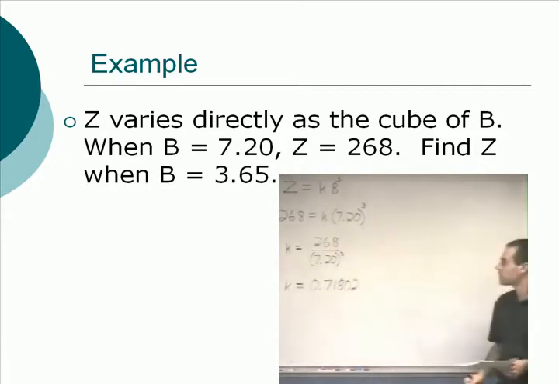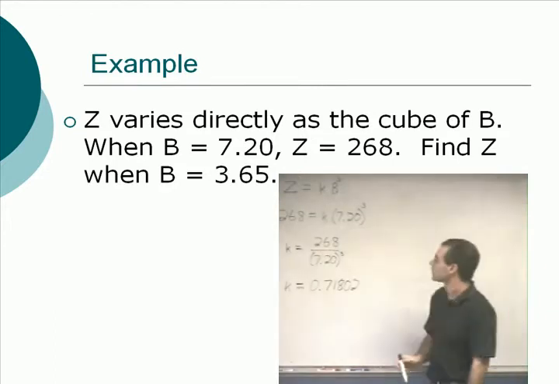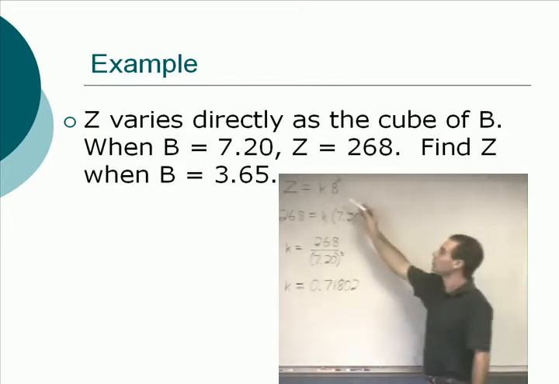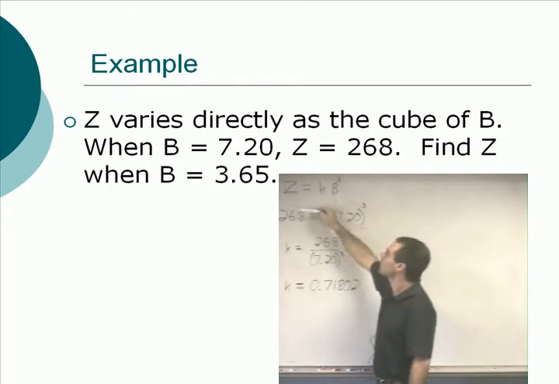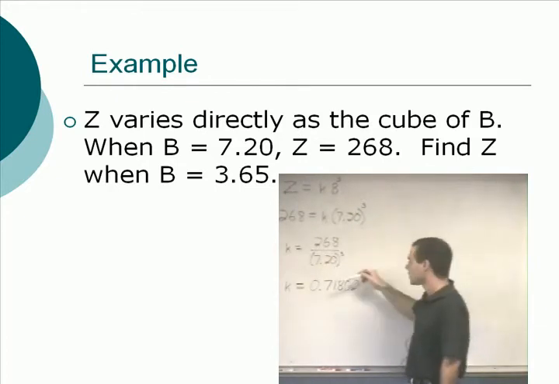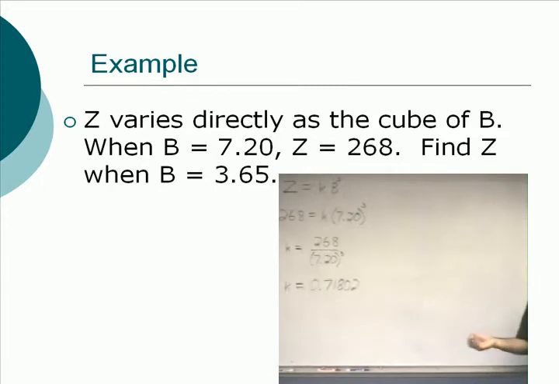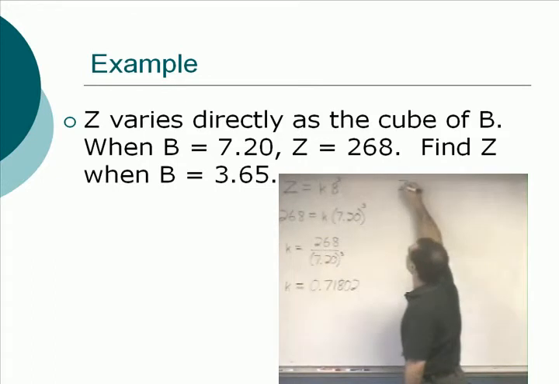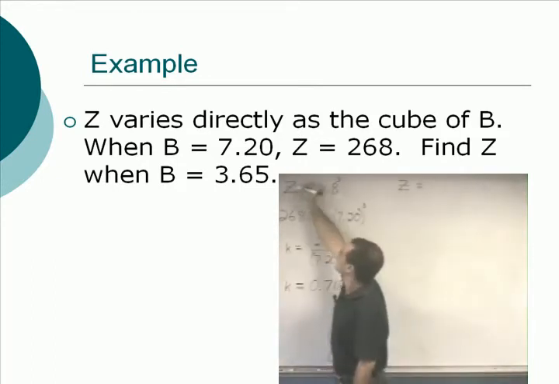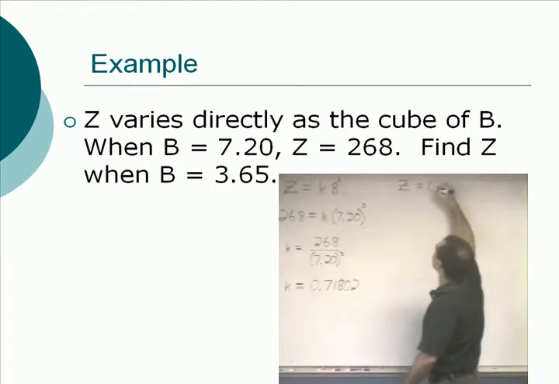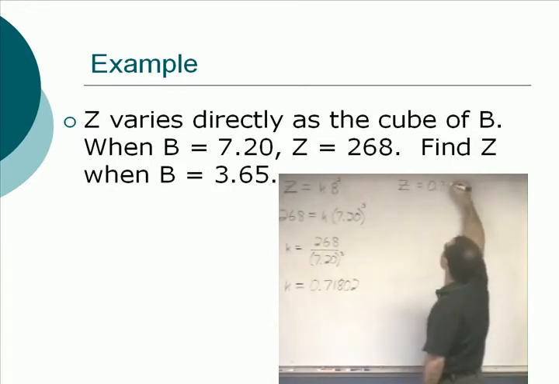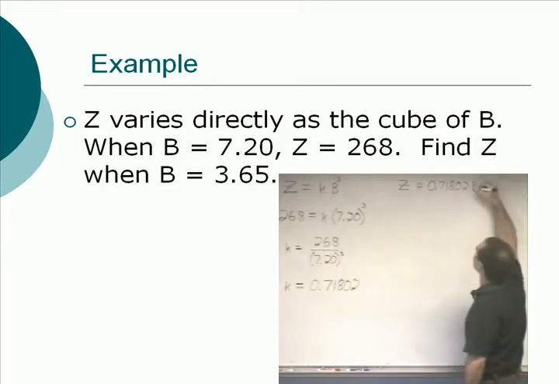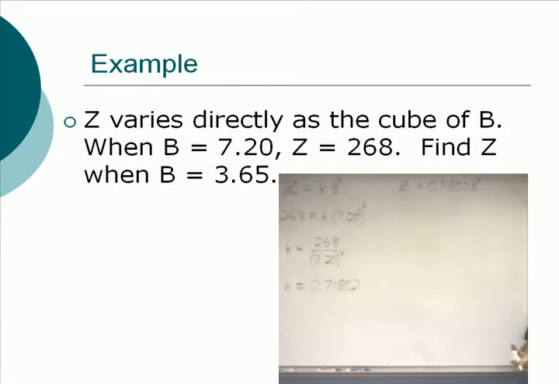You don't necessarily have to do the math here, but do you see how we got k? If you were to just do the algebra, k equals z over b cubed, and there's z and there's b cubed. So we get 0.71802. Then we've got our equation that relates z and b. We can say that z equals k, which we know to be 0.71802, times b cubed. There's the equation that relates z and b.